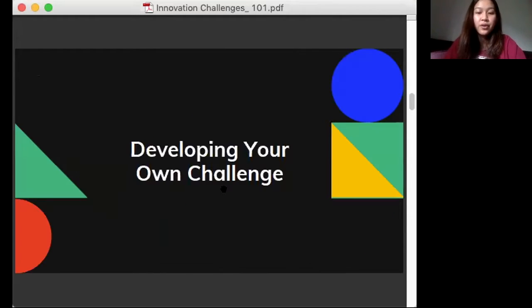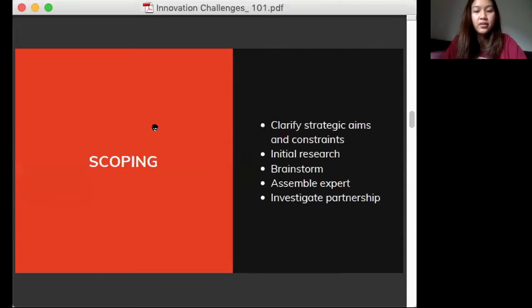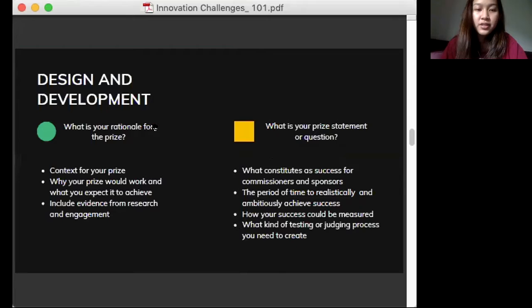In developing your own challenge, there are several main steps to follow. The first one is scoping. So scoping is where you clarify strategic aims and constraints. You do your initial research for your challenge, brainstorm with your team or by yourself first, also assemble experts for your team, and investigate possible partnerships. After finalizing the scope, you'll have to design and develop your challenge.